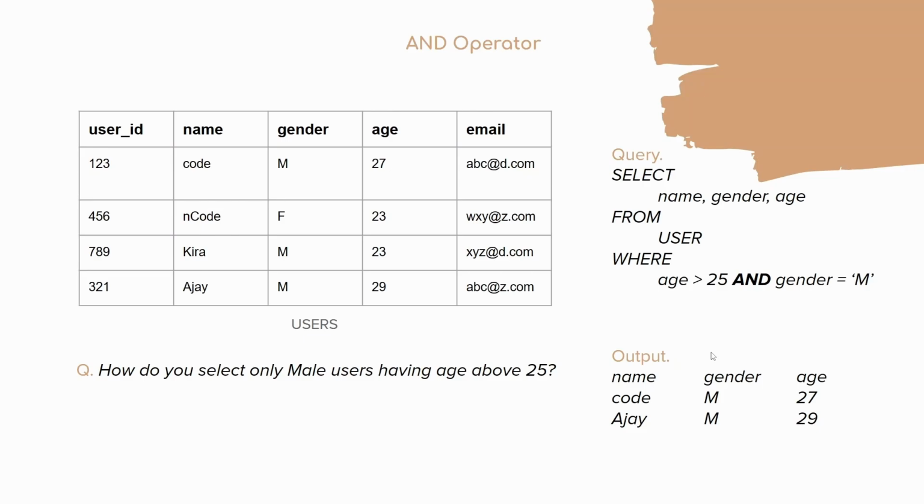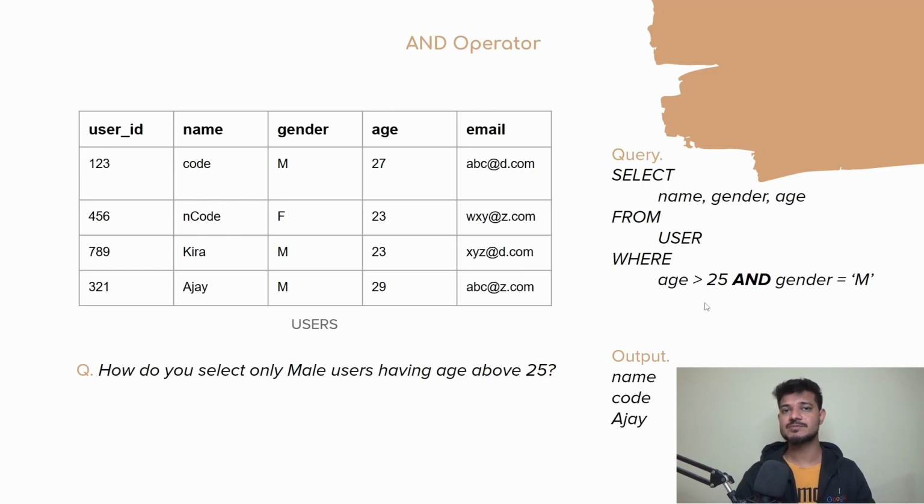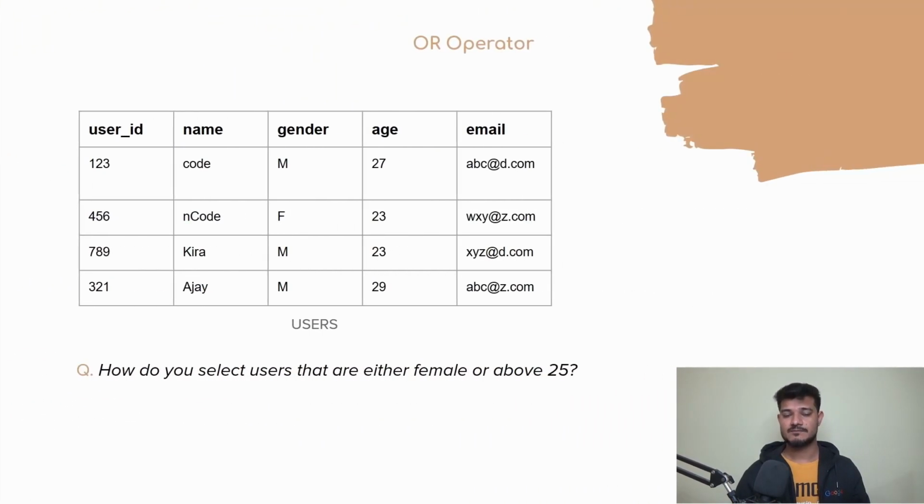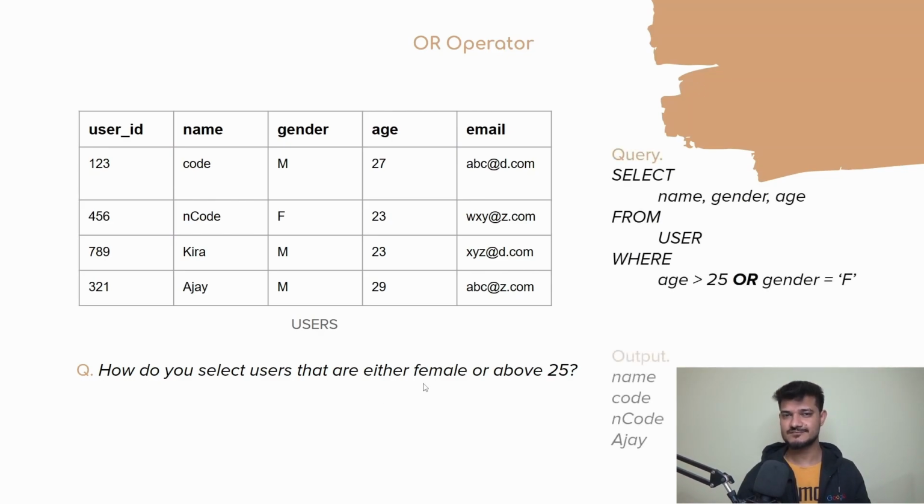So you will have an operator. On the left, you will have a condition. On the right, you will have a condition. You can have multiple conditions also. Then you have to apply multiple ands also, right? So the overall statement will be true if and only if all of the conditions are true when you are using the and operator. There can be cases when, if either of the conditions is satisfied, you are good to go, right? Something like this. How do you select users that are either female or above 25? That means if either of these conditions is true, we are good to go, right?